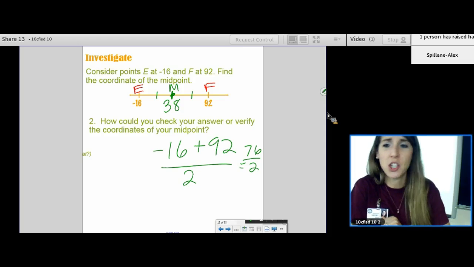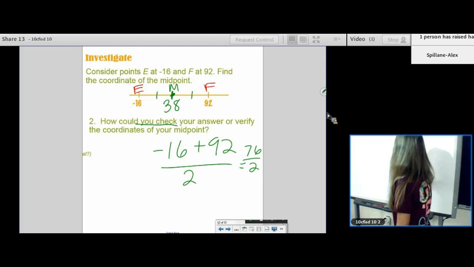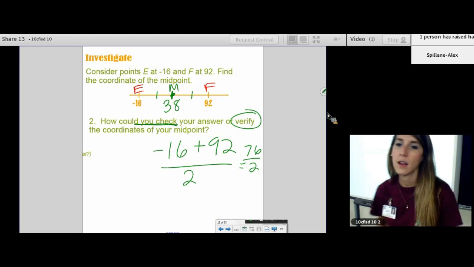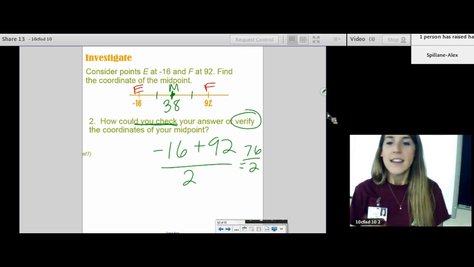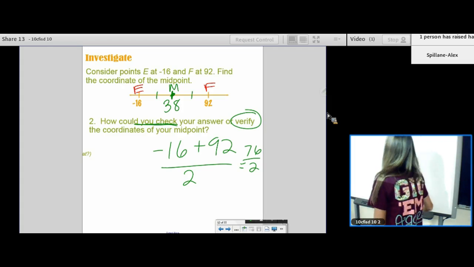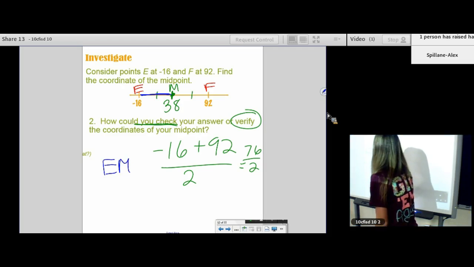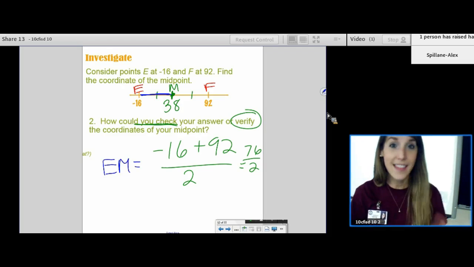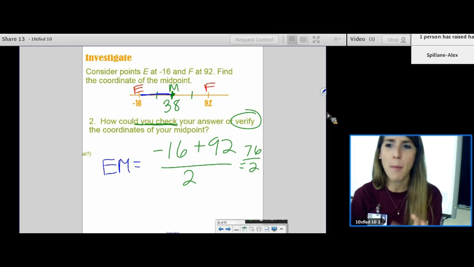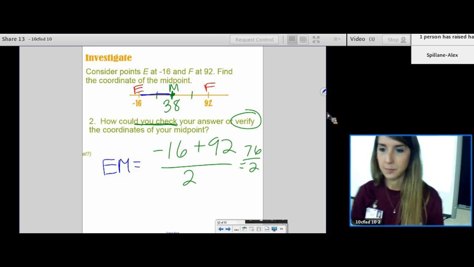Now, let's pretend we're not sure if we did that right, because some of y'all got the wrong answer first. How could we check that answer? How could we check or verify our answer? Now we can do what y'all were trying to do. Now I'm going to allow you to find the length. I want you to find the length of the M. When you find the length, that's a subtraction. That's a difference problem. What's the difference in 38 and -16? When you find the length, that's when you subtract.